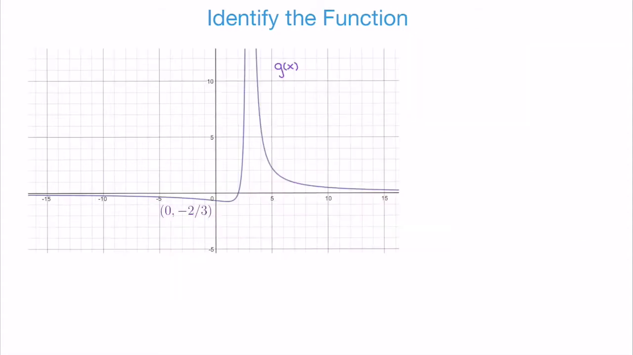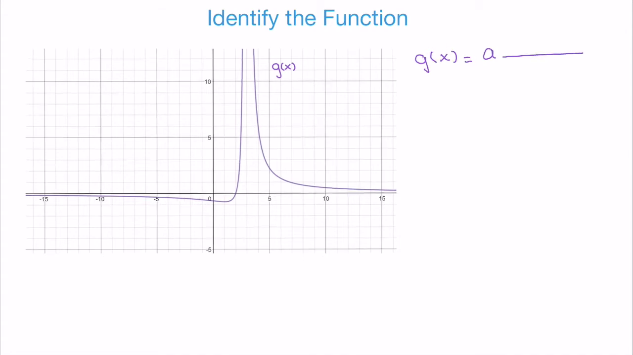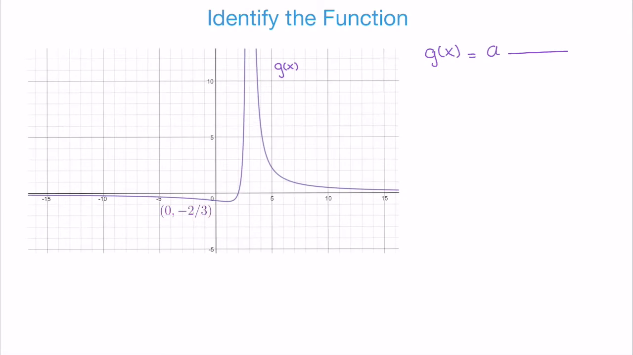To identify the equation of the function g of x corresponding to this graph, we do the same. g of x must be equal to a number, the stretch or compression of the graph, times a quotient. x-intercepts for the numerator, asymptotes for the denominator. For the numerator, we look at the x-intercept, which is here at 2, and the corresponding factor is x minus 2. To find the denominator, we look at the vertical asymptote, which is here at 3. The corresponding factor is x minus 3.